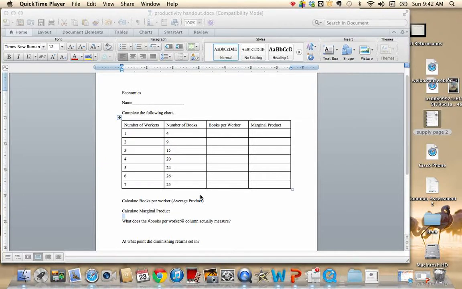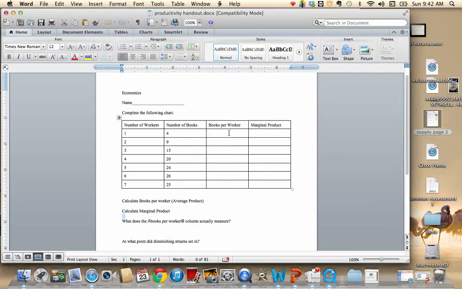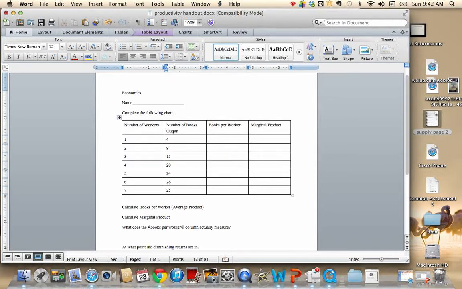Okay, this is a review of the math part for your test. You're going to see a sheet that looks very much like this where you're going to have to calculate average product and marginal product. Average just means on average how many did each person make, and so once again you're going to take your output, and that's what this column is, output, and you're going to divide it by your inputs.